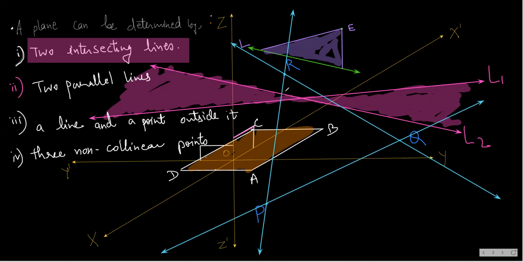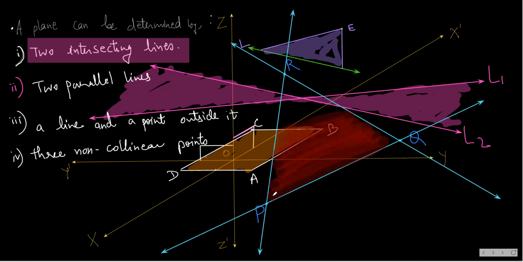See, you join these three points. And when you join these three points, what do you end up with? No credit for guessing, because you will end up with a plane. Three points will definitely define a unique plane. You see this? You end up with this plane. I hope it's clear to you all.